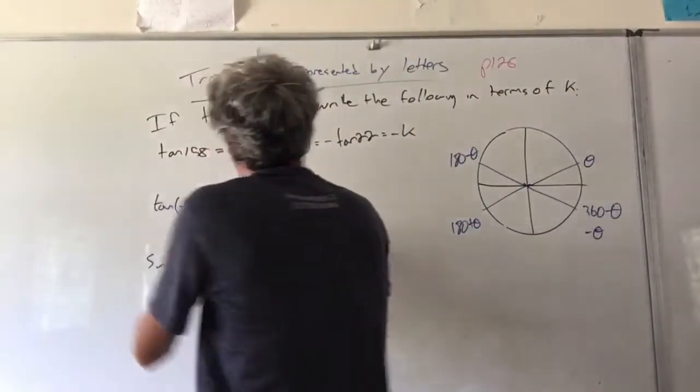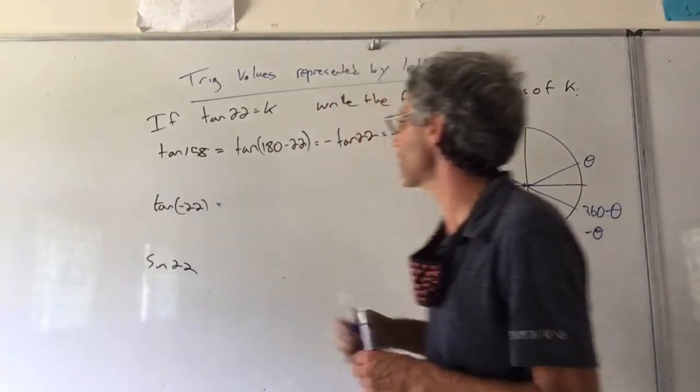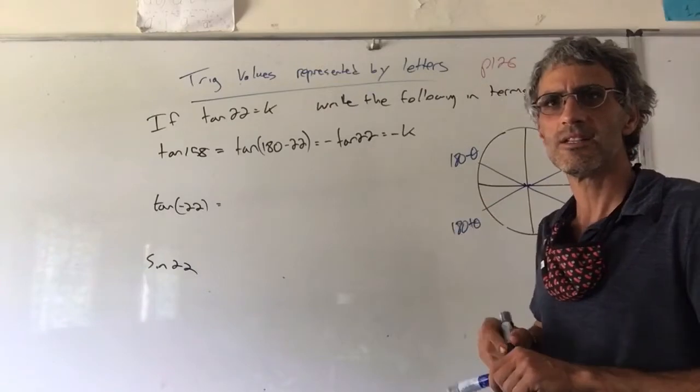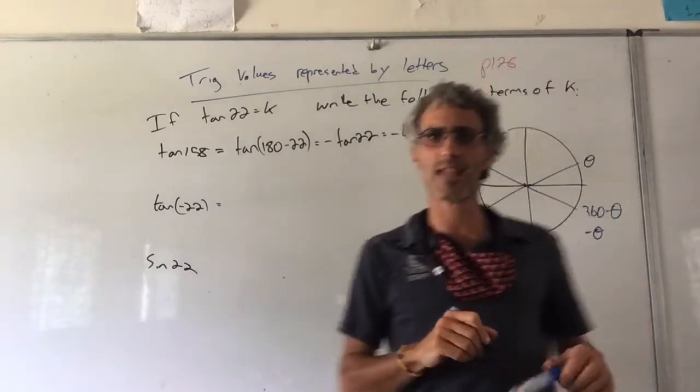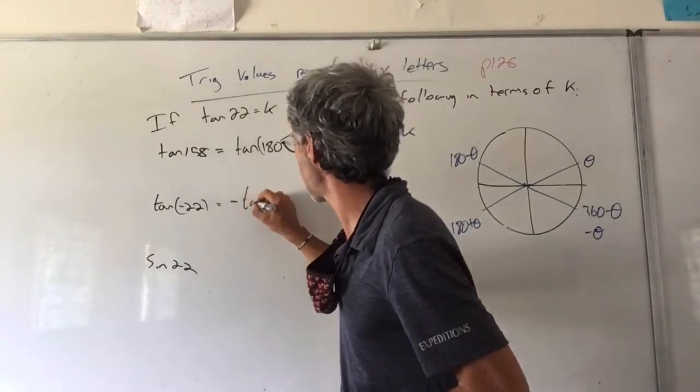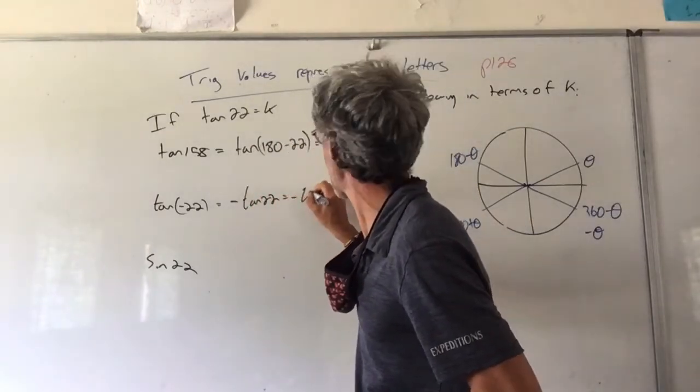Okay, I'll just pause here for a second. I've got tan minus 22. What happens to tan of minus an angle? Does it stay positive or does it go negative when tan goes to the fourth quadrant? It's negative, it's the fourth. So it's going to be minus tan 22, which means again it's minus K.